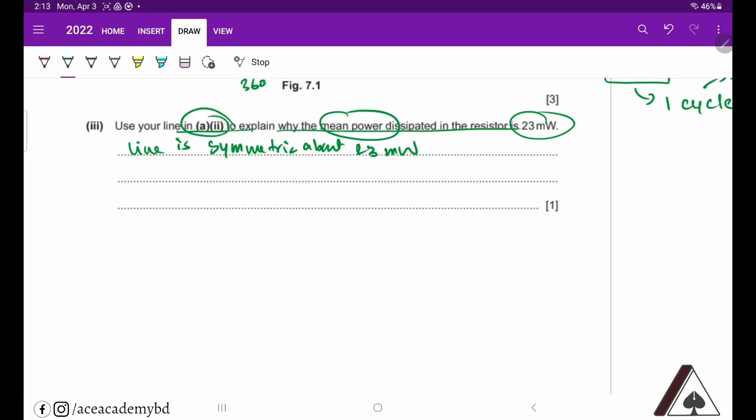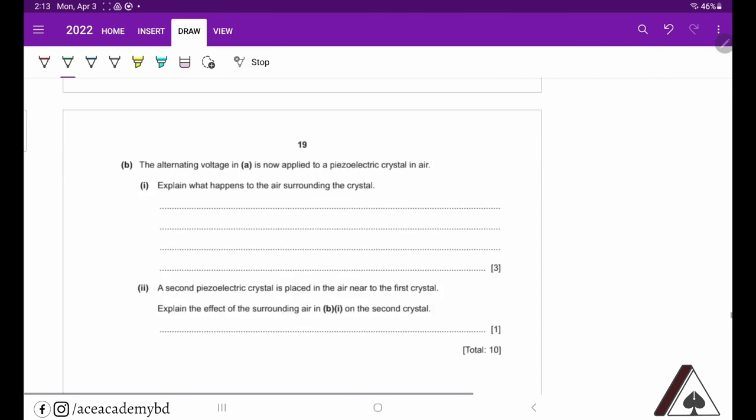That's why we're just going to write about the symmetric relationship. Okay, so that's what you have to write. Okay, symmetric. Well, I think I missed symmetrical above 23 milliwatts. Okay, so that's it.